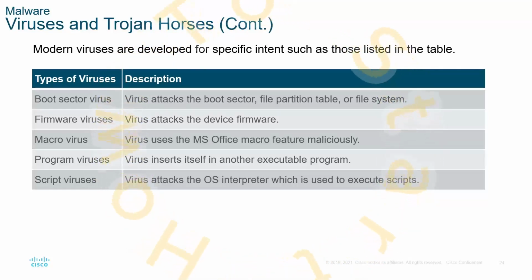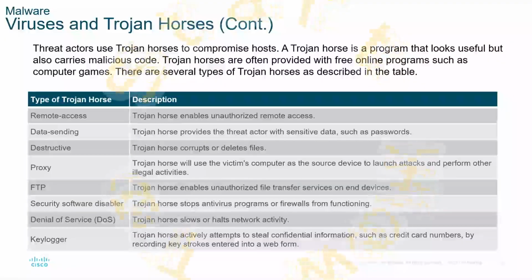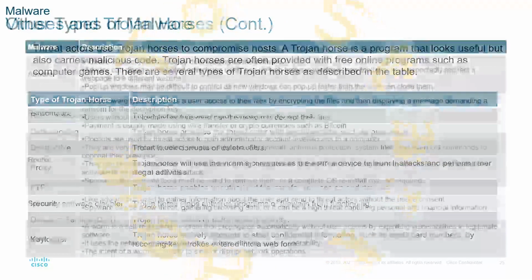Alright, so now that we talked about viruses, let's talk about Trojans, because just like viruses, there's tons of different types of Trojans. There's FTP Trojans, there's proxy Trojans, there are destructive Trojans, there are banking Trojans, there are remote access Trojans. That's probably the most common type of Trojan. But again, this is just a very small list of a big list of Trojans.